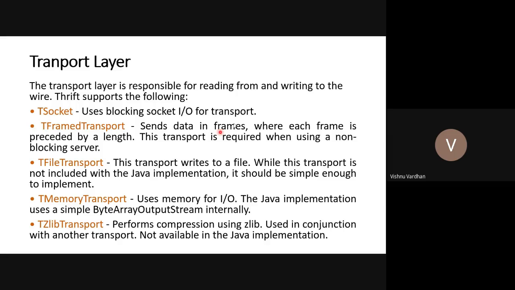Transport layer is responsible for reading from and writing to the wire. Thrift supports the following. So if you have studied computer networks well, the transport layer is the main layer which is responsible for actually transmitting the data from one part of the node to a second part of the node in a given network. Similarly, the transport layer here also does the same thing. It has some internal protocols defined, like T socket, which uses blocking socket input output for transport.